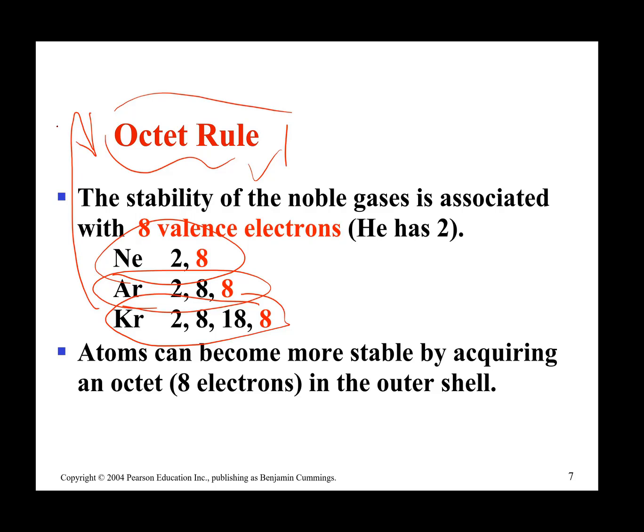In fact, if you ask any element in the periodic table, what would you like to do when you grow up? It's going to tell you that I would like to look like one of those noble gases. That means they would like to have 8 electrons in the outer shell.